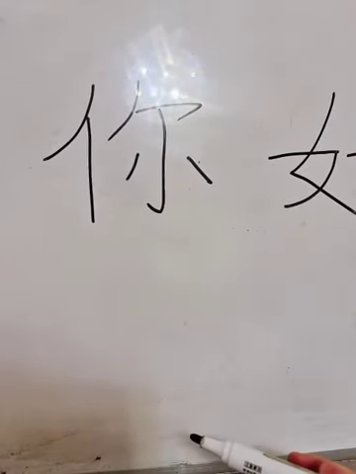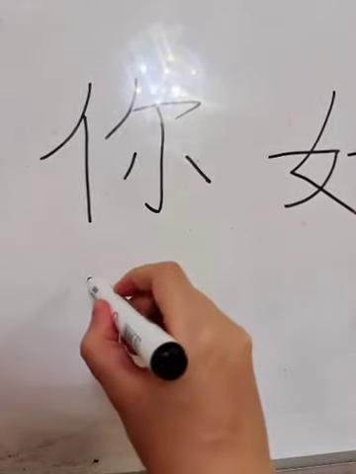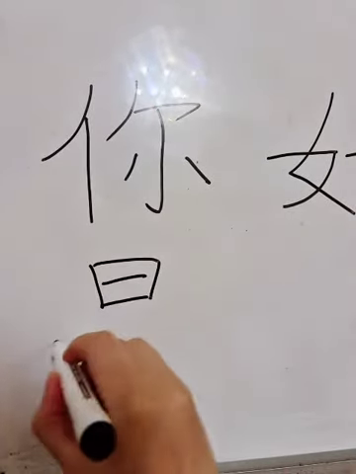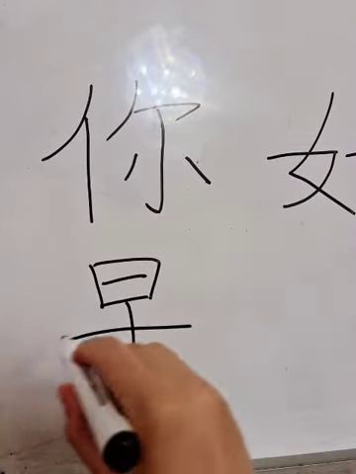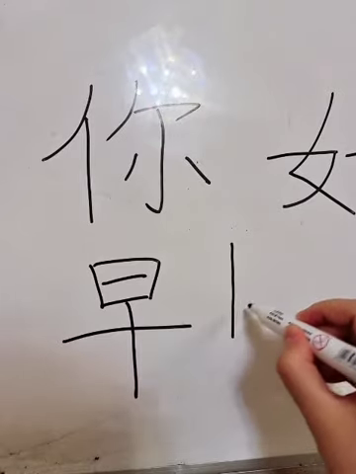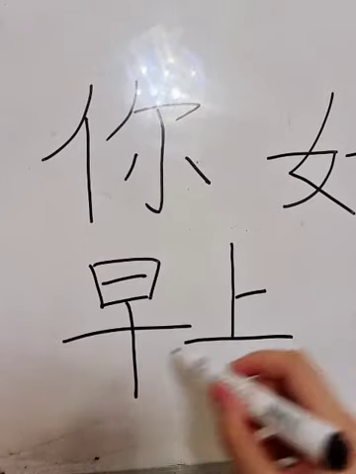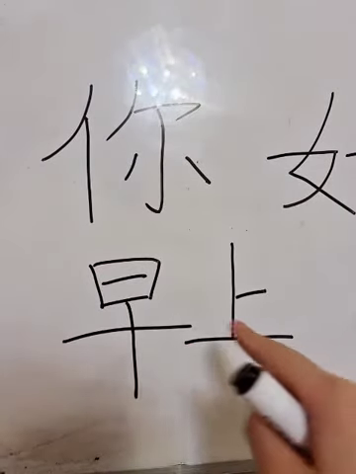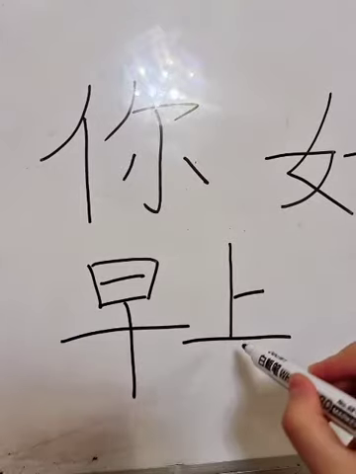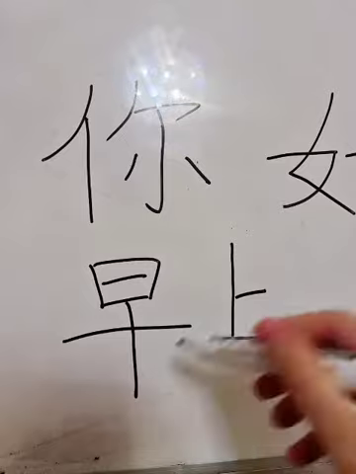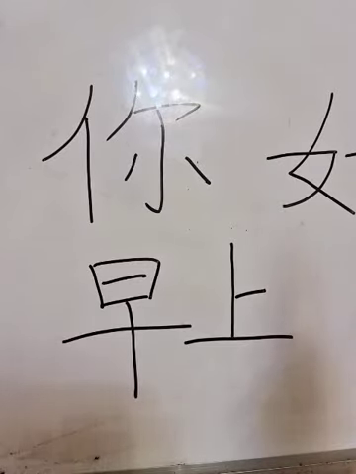早上, how do we write it? 早, it's up to down. 一, 二, 三, 四, 五, 六. The down here is a cross, okay? And 上, 一, 二, 三, 早上. It's two characters, okay? We use them together. 早上, 2 characters, but we use them together. It means morning. 早上.